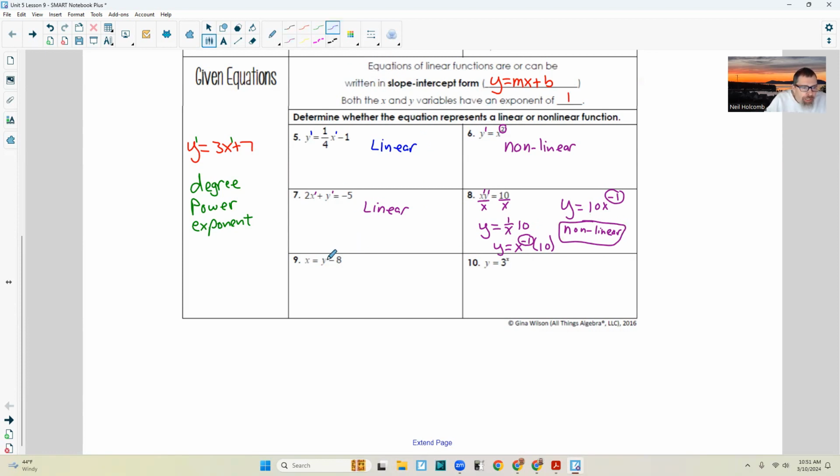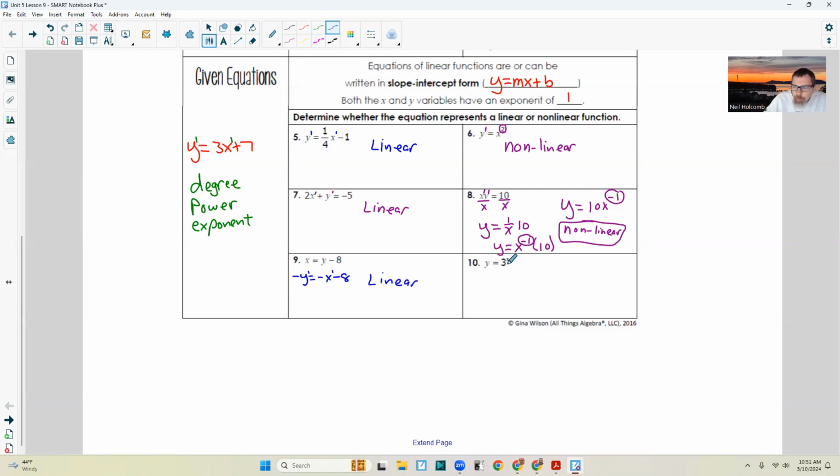Okay, in this one here, all I'd have to do is rearrange all this stuff and put it in standard form. And if I move the y over here, it's a negative y equals the negative x and minus 8, like so. Okay, subtracting y, subtracting x over. Well, these are still to the power of 1, so these are linear.